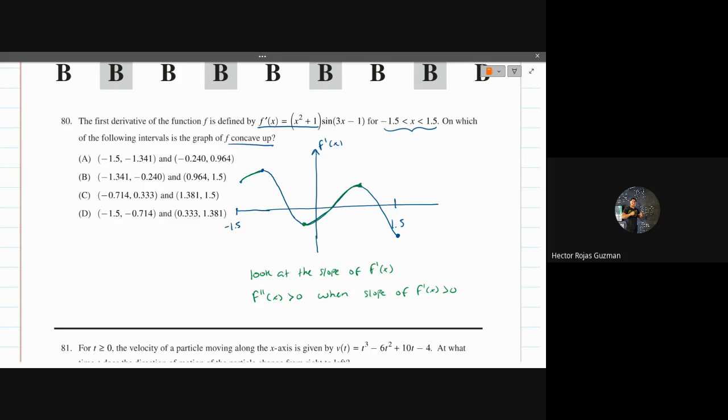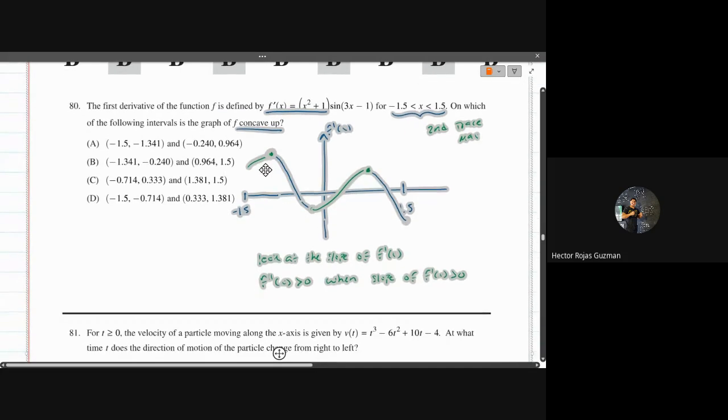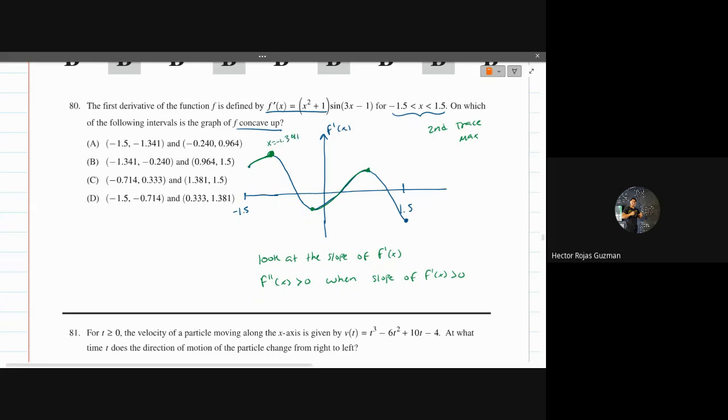So your job with the calculator is to try to figure out those values, right? Find this maximum. Second trace, max. Find me this one, and I'll tell you what it is right now. It's actually x equals negative 1.341. You're going to find me this minimum at the bottom right here, and I can tell you right now that that's going to be x equals negative 0.24. And you're going to find me this maximum, which is x equals 0.964.